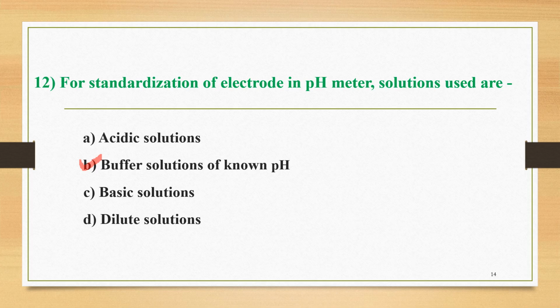These buffer solutions of known pH are of different types. We may use here the buffer solutions of pH equal to 4, pH equal to 7, or pH equal to 10. So for the standardization of this electrode in pH meter, the buffer solutions of known pH are commonly used.